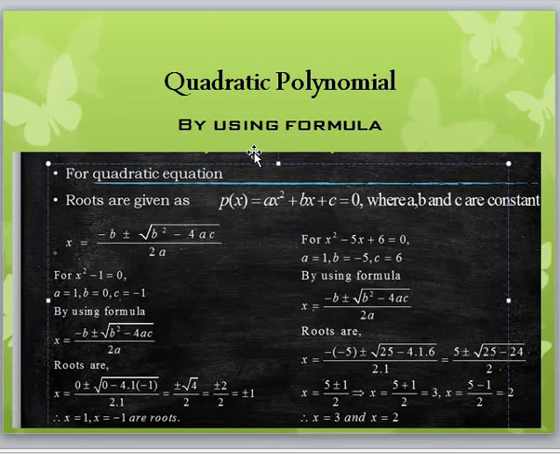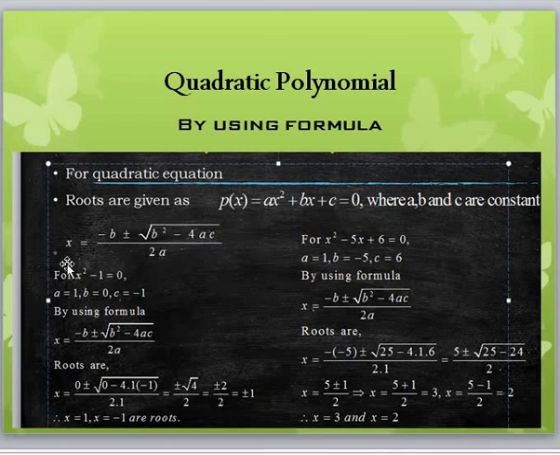Now next is the quadratic polynomial using the formula method. If the quadratic polynomial p(x) is ax² + bx + c = 0, where a, b, c are constants, then we have the standard formula x = (-b ± √(b² - 4ac)) / 2a.